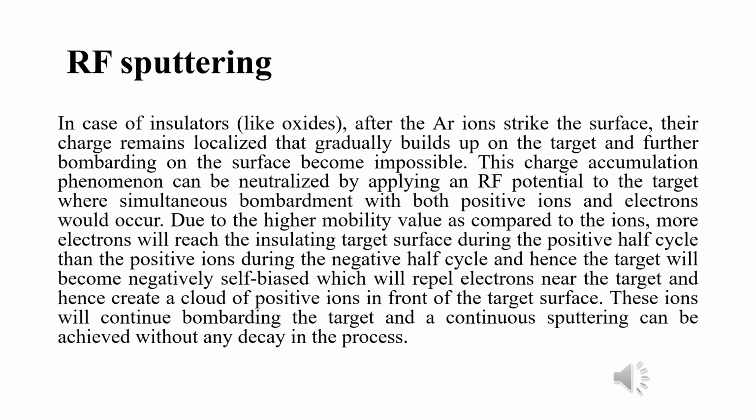This charge accumulation phenomenon can be neutralized by applying an RF potential to the target, whereby simultaneous bombardment with both positive ions and electrons would occur. Due to the higher mobility value as compared to ions, more electrons will reach the insulating target surface during the positive half cycle than positive ions during the negative half cycle, and hence the target will become negatively self-biased, which will repel electrons near the target and hence create a cloud of positive ions in front of the target surface. These ions will continue bombarding the target, and continuous sputtering can be achieved without any decay process.